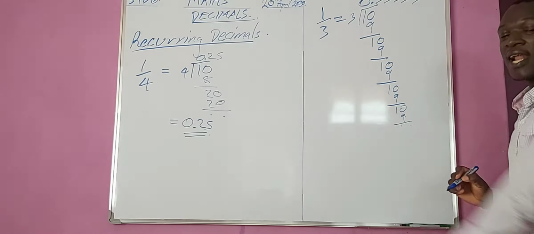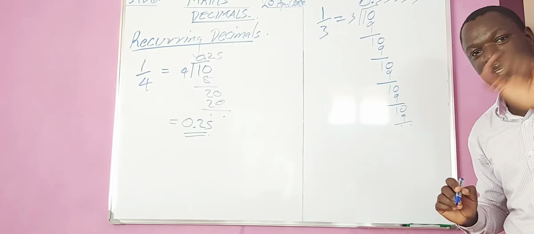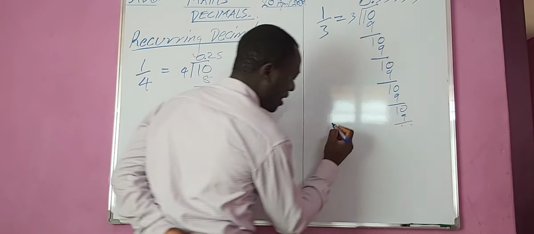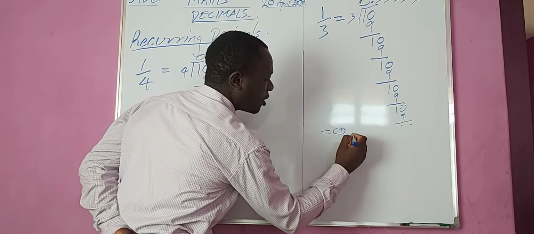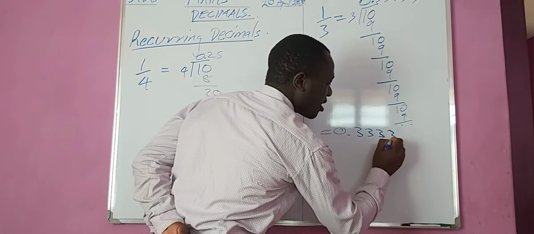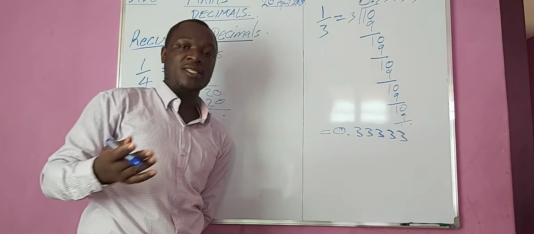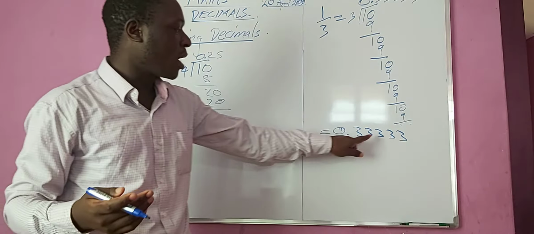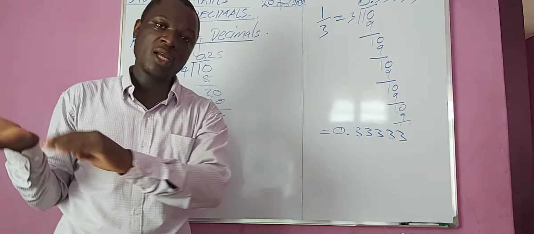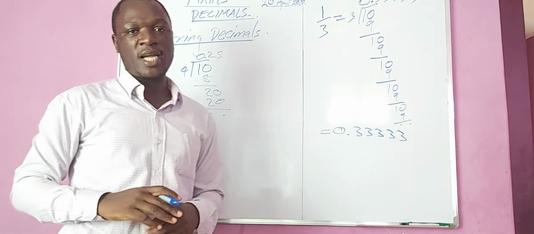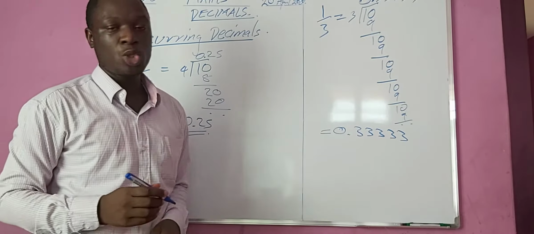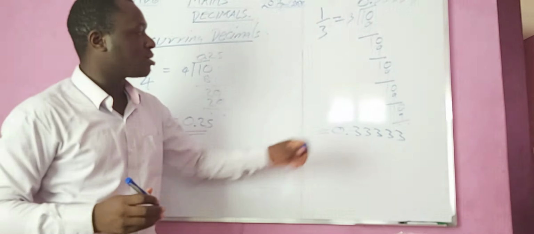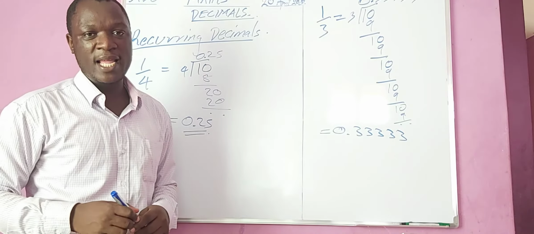Now, this is an example of a recurring decimal, because your answer will be 0.33333, and there is no end. If you decide to continue working this one, you can do it from morning to evening without getting an end. So this decimal is known as a recurring decimal.